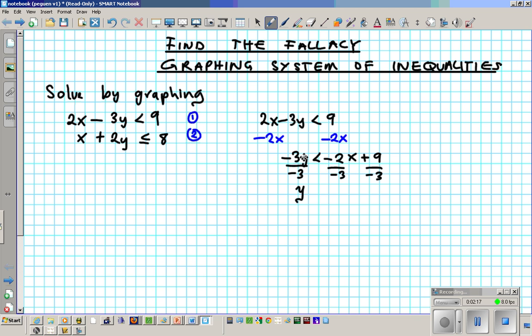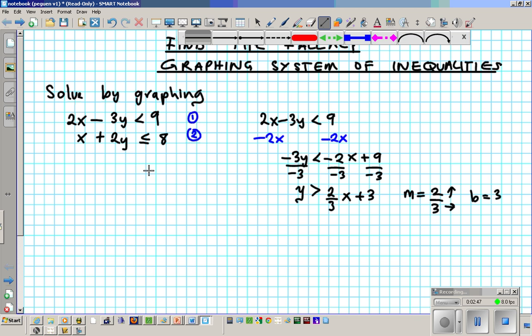Anytime you divide by a negative, you switch the inequality. This changes from less than to greater than. And then we have 2 over 3x plus 3. So with this, I can find the slope. M is 2 over 3, which means you rise 2 and you run 3, starting from b equals 3 on the y-axis. Okay, let's go ahead and graph that.